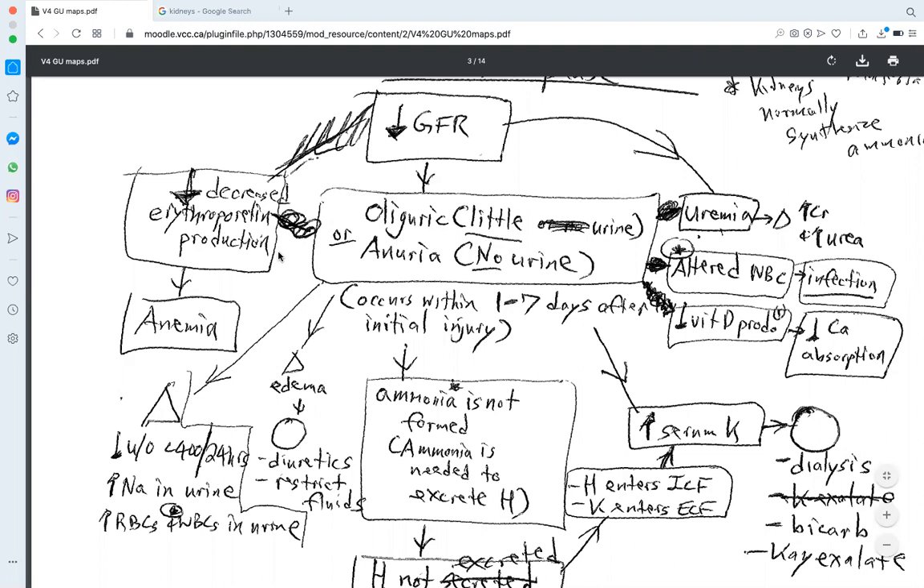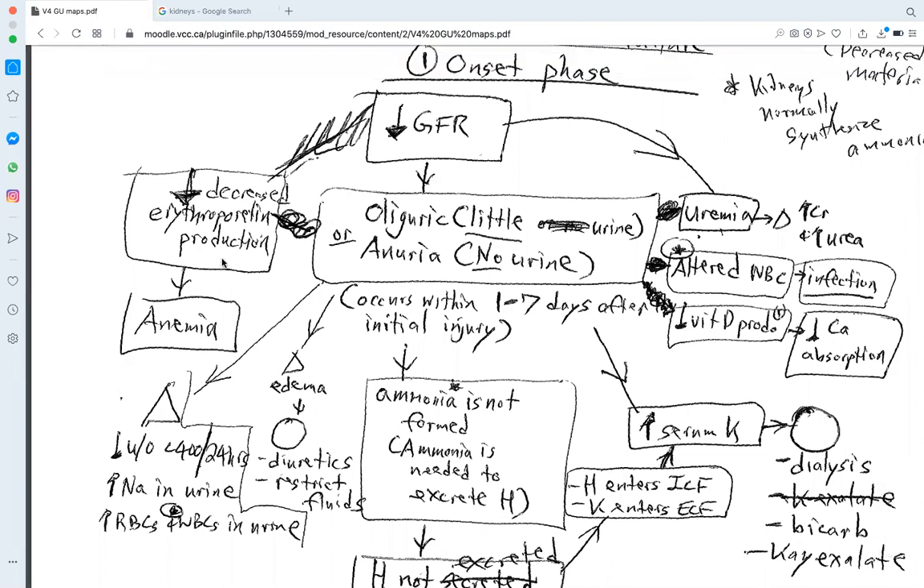So we know that the kidneys are responsible for erythropoietin, a hormone that helps to increase the production of red blood cells. So a decrease in that has obvious effects of anemia. Well, if GFR is down, it's pretty hard to produce urine, so there might be a decrease in urine or no urine at all. We also know that with decreased GFR, creatinine and urea rise.